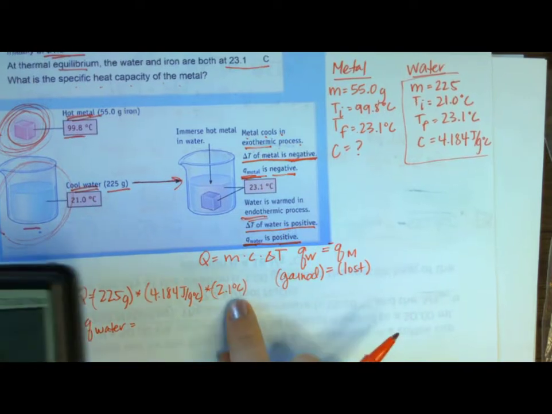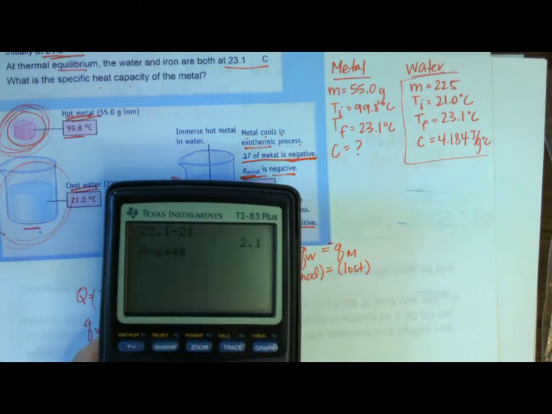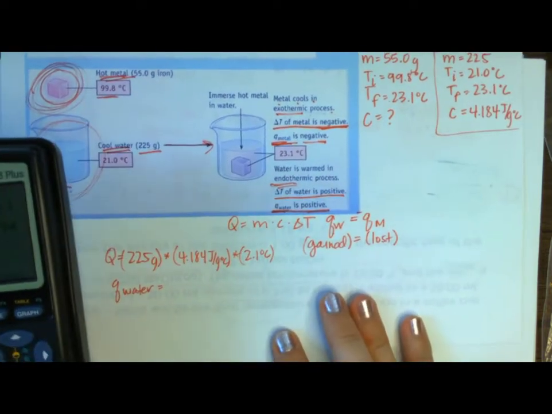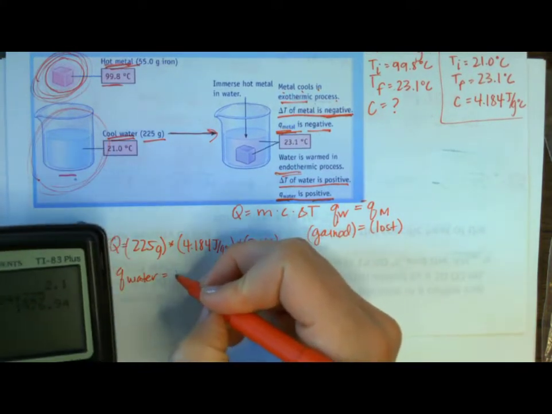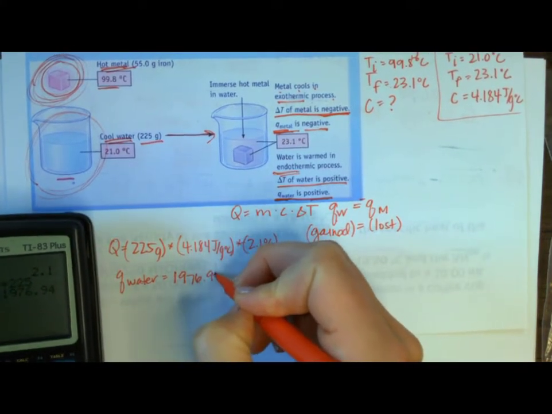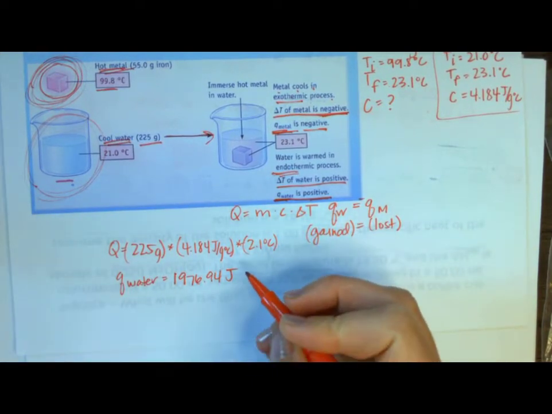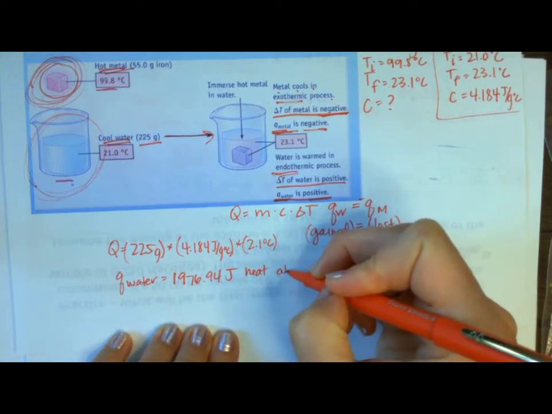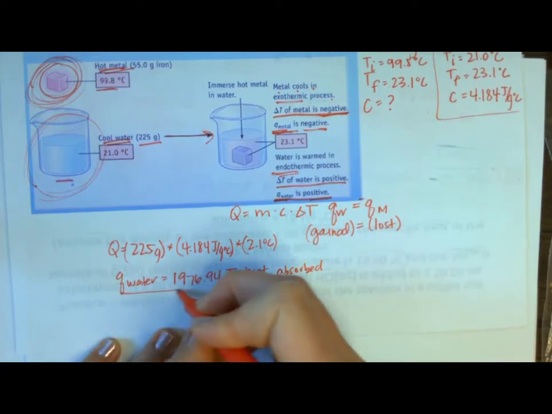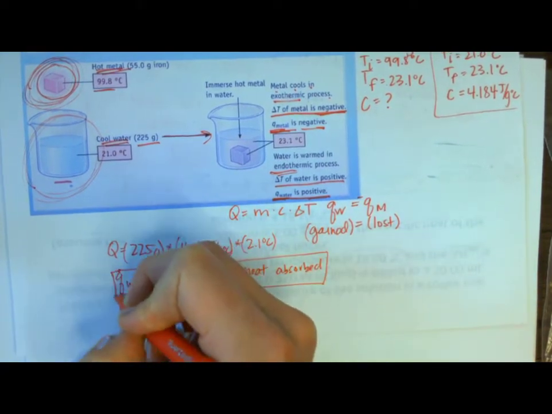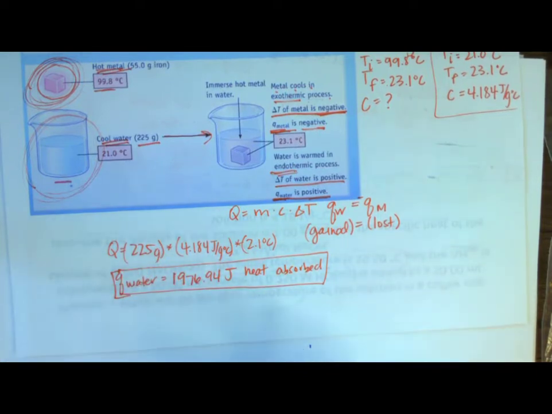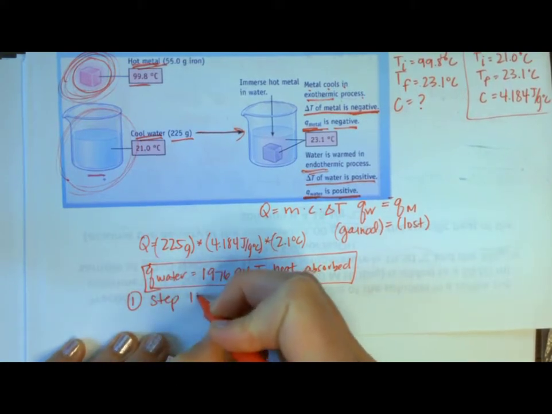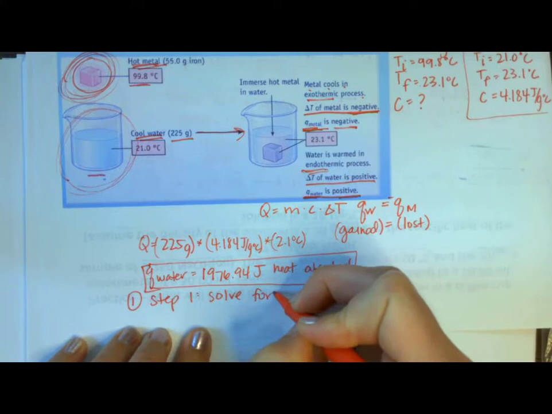And let's plug it into our calculator. So I'm going to do that 2.1 times 4.184 times 225 grams. And I get a Q of 1976.94 joules. This is joules of heat absorbed. Okay, that's good. Step one is solving for the heat gained in water. Let's write that down. Step one.